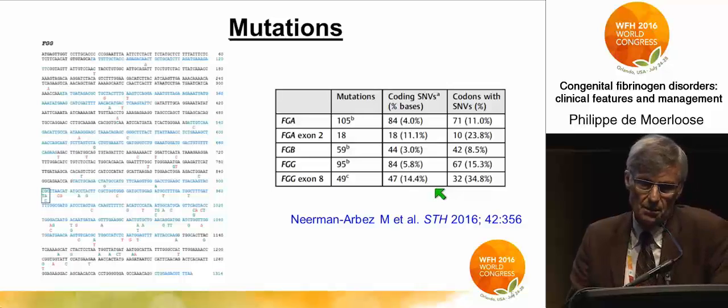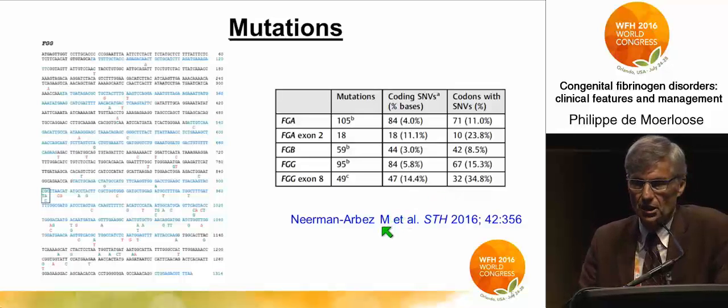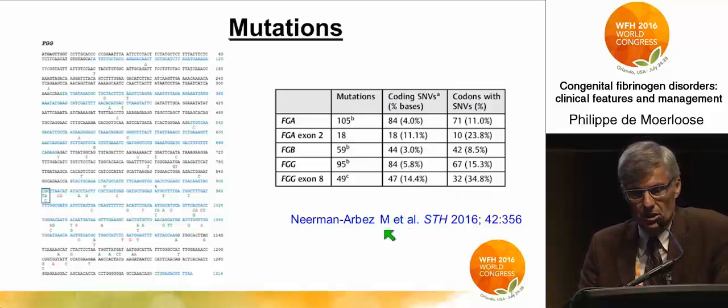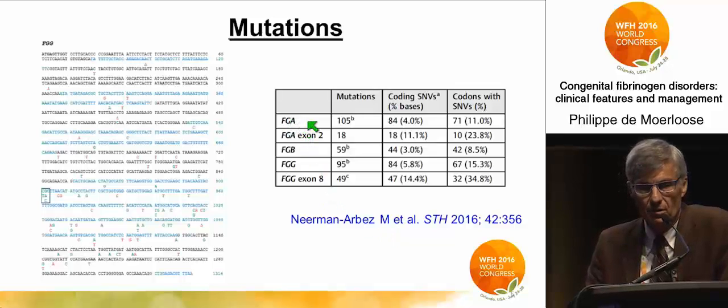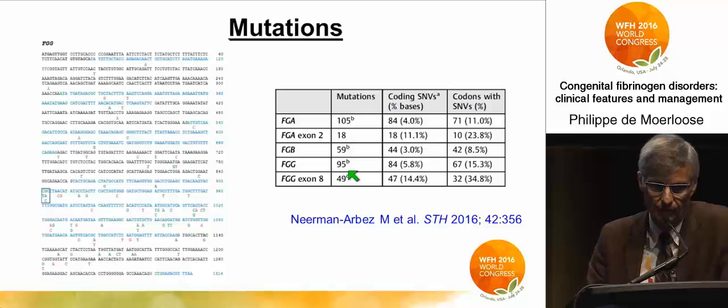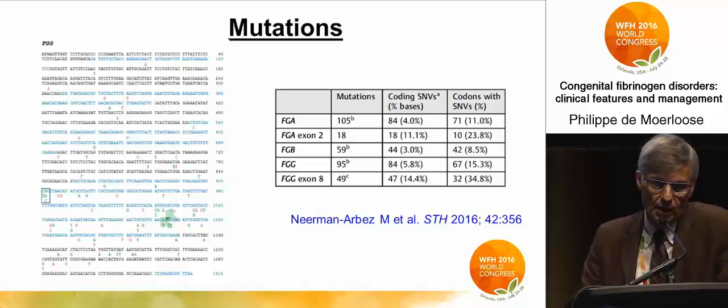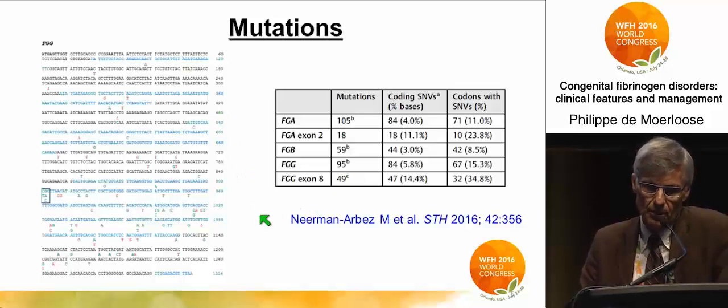And the reason why we speak about congenital disorders is because there are mutations. And these mutations can occur in all three genes. You see the numbers, for example, in this recent review: about 212 well-defined fibrinogen disorders. FGA was 105, FGB 59, and FGG 95. And that's the way it is represented in this really nice paper.